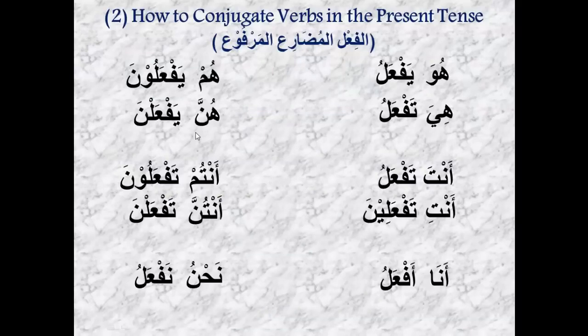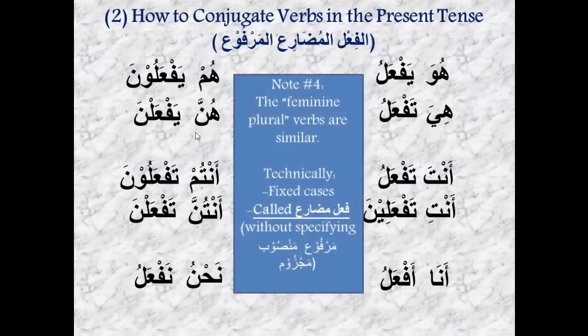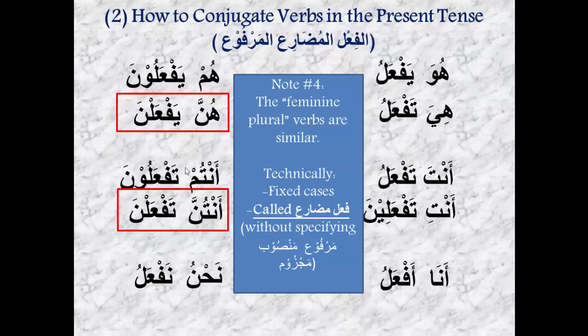Observation number 4, a final note. The feminine plural verbs are similar. So by these, I'm referring to hunna yaf'alna, and antunna taf'alna. The only difference between them is the ya and the ta. Ya for third person, ta for second person. Technically, these two verbs are fixed.